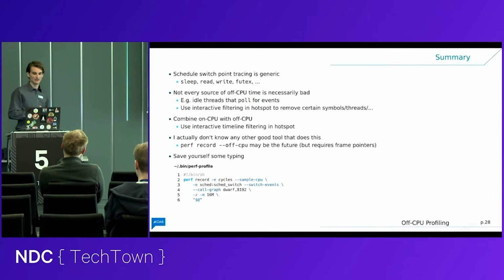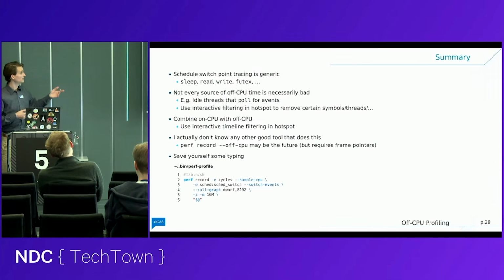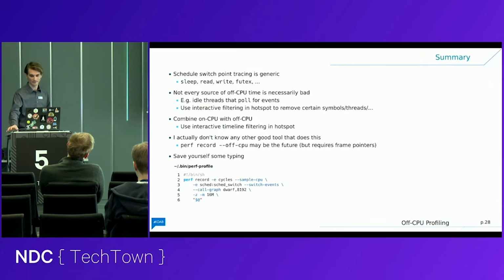And remember that not every source of off-CPU time is necessarily bad, right? But with the interactive filtering, you can filter out what you don't care about and combine the two sides, on-CPU and off-CPU time. It's pretty cool. And quite frankly, I still don't know of a good alternative to Hotspot when it comes to this kind of off-CPU profiling. We may be able to get that using perf record off-CPU natively directly within perf, but sadly this requires frame pointers because of eBPF, and that makes it unusable on my system today, hopefully not in the future.